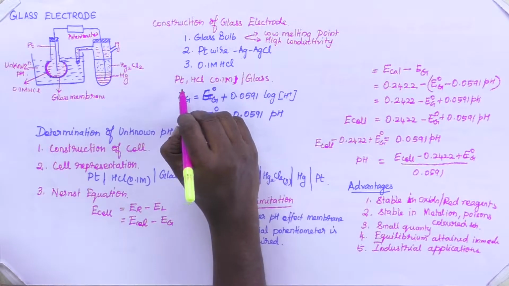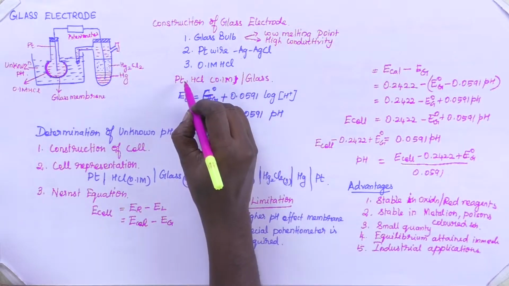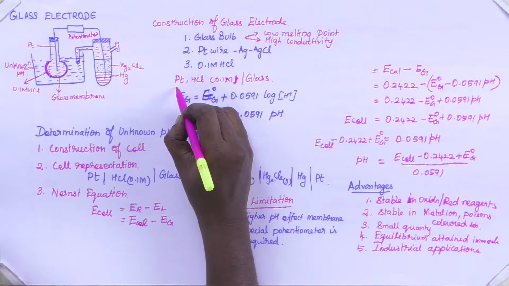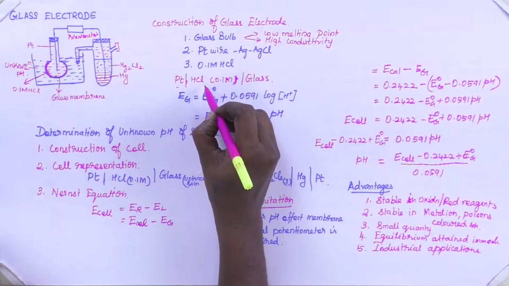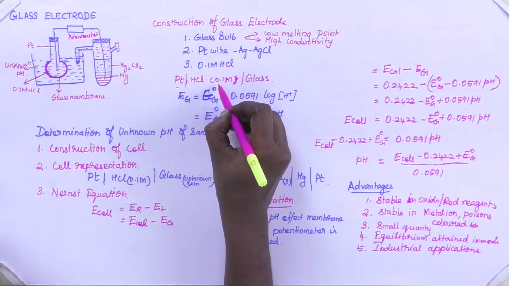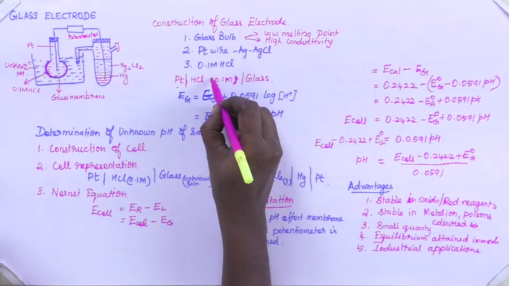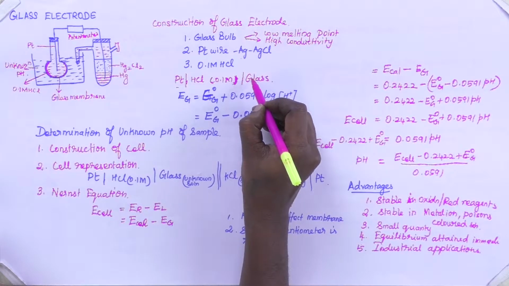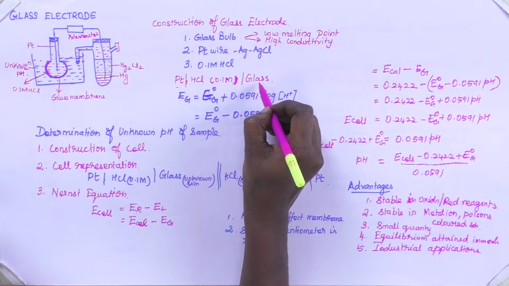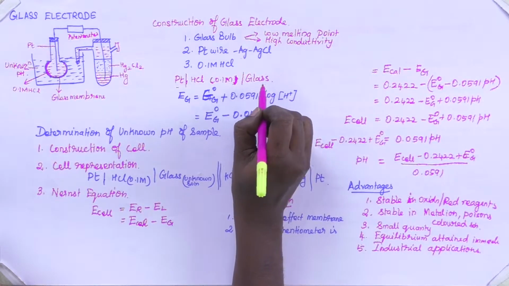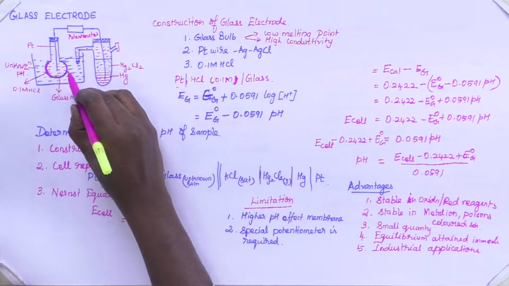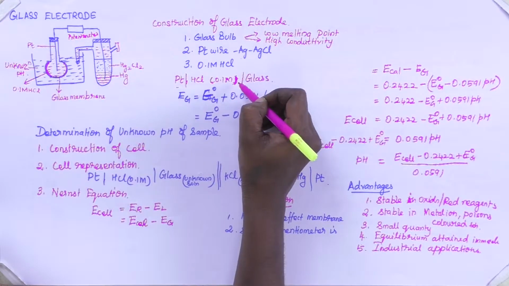Now we have to write the cell representation. For any cell representation, first we have to write the metal contact. For electrical contact, here we are using platinum. So first I am writing the platinum, then the HCl, which is the electrolyte present in the glass electrode. The concentration is 0.1 molar, so I mention it within the bracket. Now I am writing the other part, the glass membrane. We take the glass membrane in the representation because this membrane alone takes part in the reaction. So this is the representation of the glass electrode.